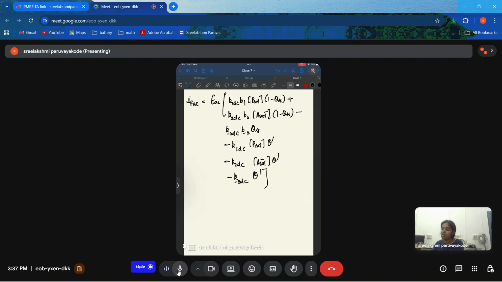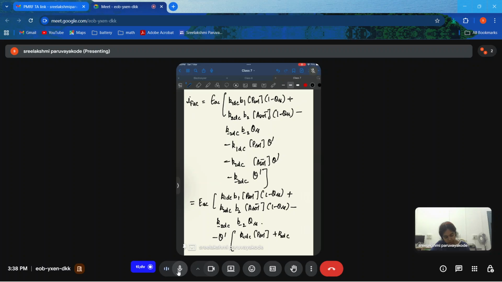Now we can rearrange it so as to get impedance. How does it come? VAC, V1 is solution, 1 minus theta SS, plus theta DC V2 is solution minus 1 minus theta SS, minus K minus 2 DC V minus 2 theta SS, minus theta dash K1 DC P solution plus K2 DC A solution plus K minus 2 DC. So this is the full equation.